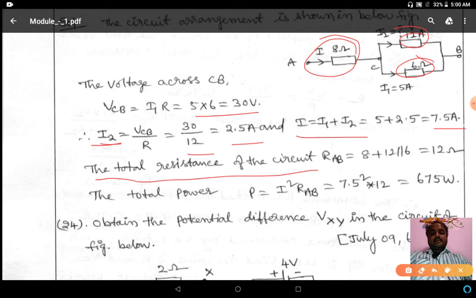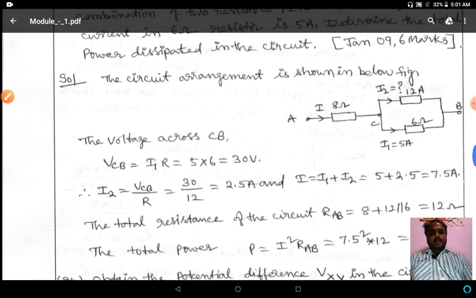Now the total resistance of the circuit RAB. So 8 ohm is in series with the parallel combination of 12 and 6 ohm. So after calculating, you will get RAB is equal to 12 ohm. The total power P is equal to I square into RAB, 7.5 square into 12, that is equal to 675 watts. So this is one important problem.